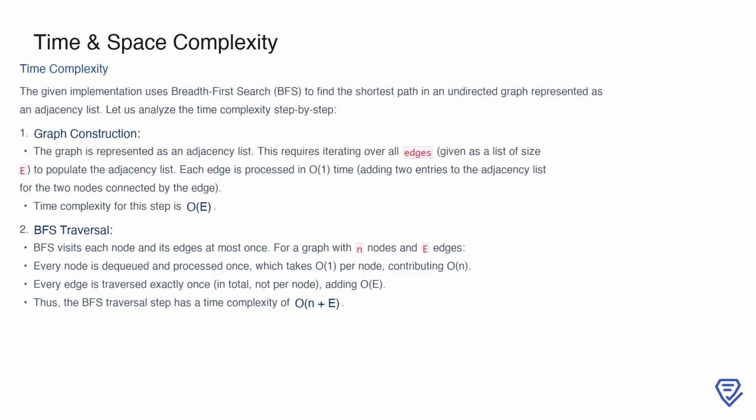In BFS, each node is dequeued and processed exactly once, contributing O(N) time for N nodes. Additionally, every edge is traversed once throughout the entire search, which adds O(E) to the complexity. Combining these, the BFS traversal step has a time complexity of O(N plus E).